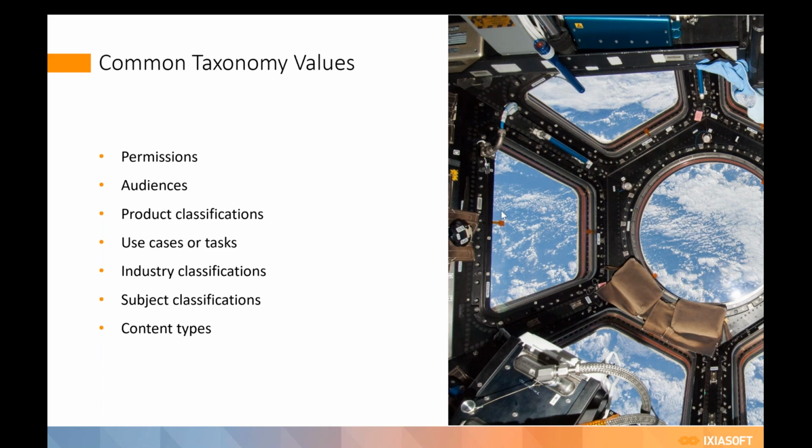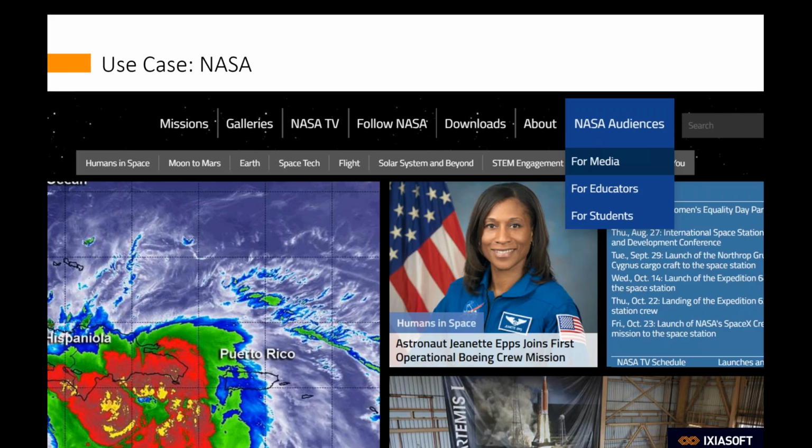So in regards to once we actually have the tags, if you can move forward, I'll show you what this actually looks like. For example, here we have the audiences. Similar to the example I talked about earlier, we have for media, for educators, for students. And this is the landing page. All of these facets are dynamically created based on the content, the various pages, and what the taxonomy actually has within them.